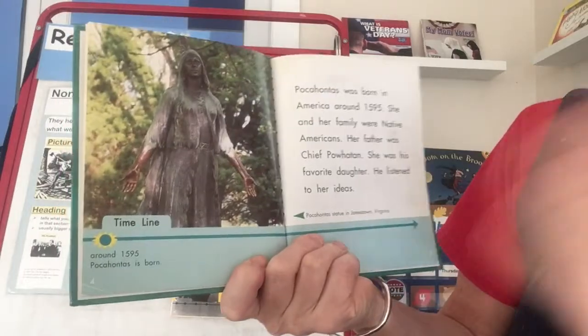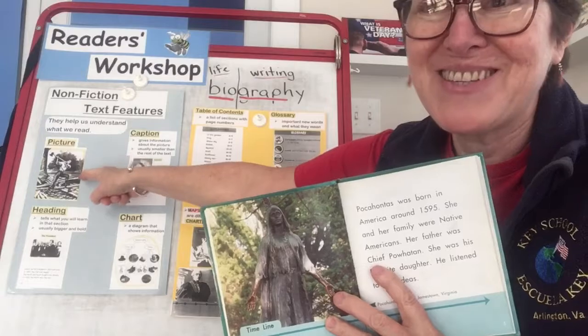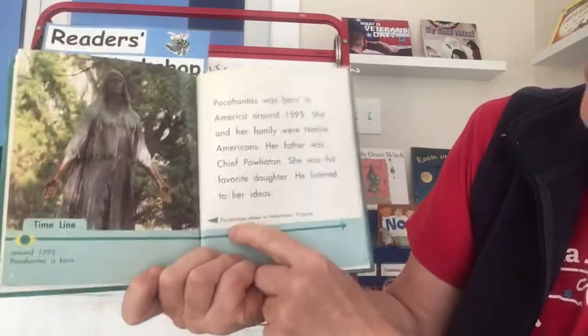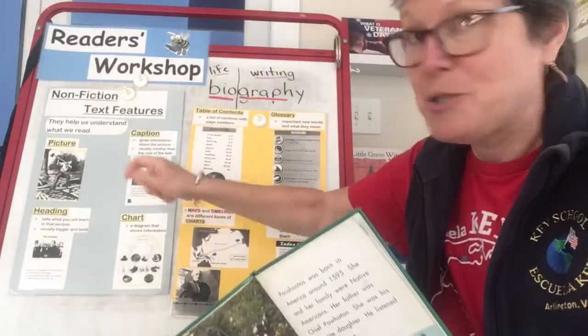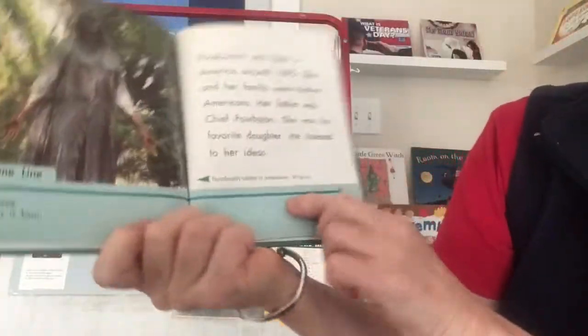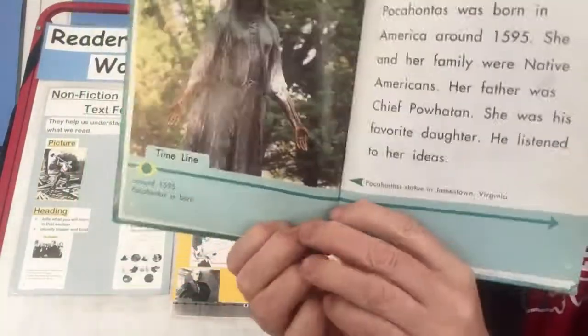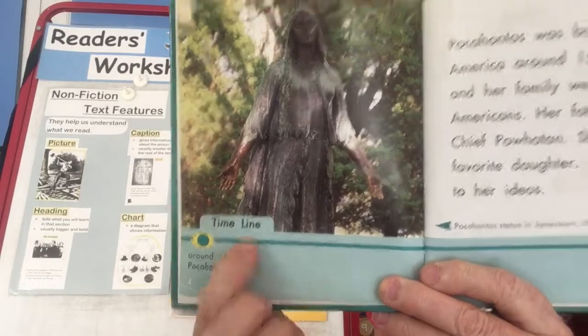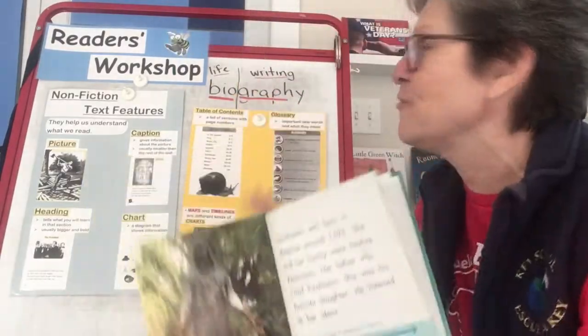So I'm going to take a look before I even start, right? I'm going to sneak peek. I see a picture, right? We talked about pictures in information books. I see a caption. See this little writing with an arrow? It's explaining that picture. That's a caption, right? Caption. It says, Pocahontas statue in Jamestown, Virginia. And then look along the bottom, there is a timeline. That's a kind of chart. So these books we're going to be reading are full of this cool stuff.